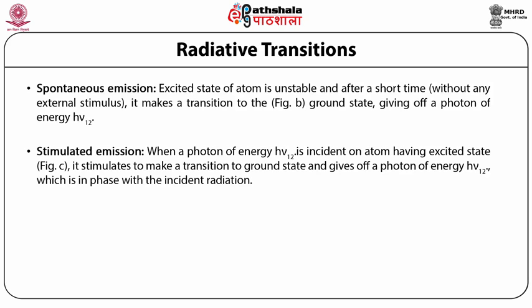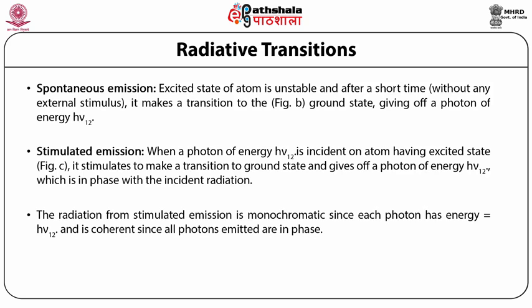Next is the stimulated emission. When a photon of energy h nu12 is incident on an atom in the excited state, as shown in figure C, it stimulates the atom to make a transition to the ground state and gives off a photon of energy h nu12, which is in phase with the incident radiation. So the radiation from stimulated emission is monochromatic, since each photon has energy h nu12, and is coherent since all photons emitted are in phase.